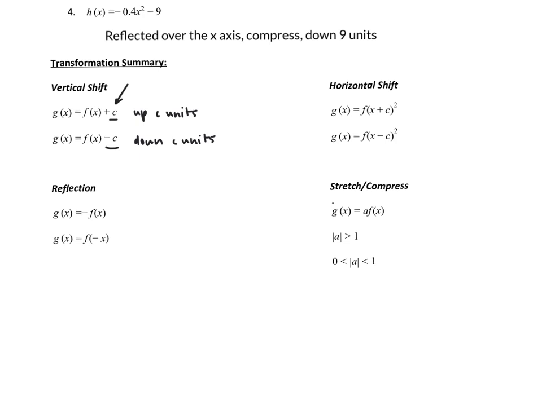We can also have a reflection over the x-axis and y-axis. So here with this first example, if we have g of x equals negative f of x, and so our negative is right out in front of our x squared term, we are going to have an x-axis reflection. If we see something like g of x equals f of negative x, that is a y-axis reflection.